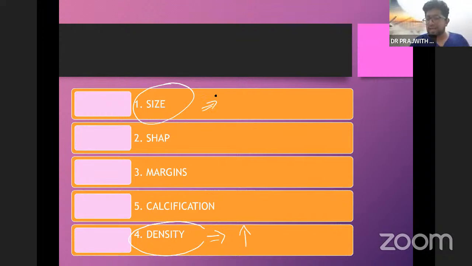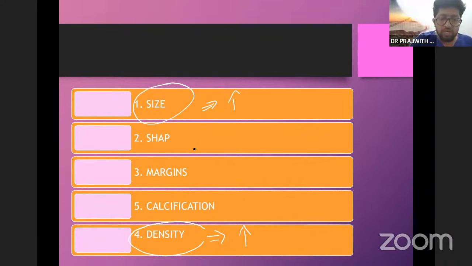Size can be any size, but the more the growing size, the faster the growth, the more chances of malignancy. Any growth you see in serial mammography, the chance of malignancy is high, and as the size increases, the chance of malignancy is high. That's what we interpret by size. So density, higher chances of malignancy.